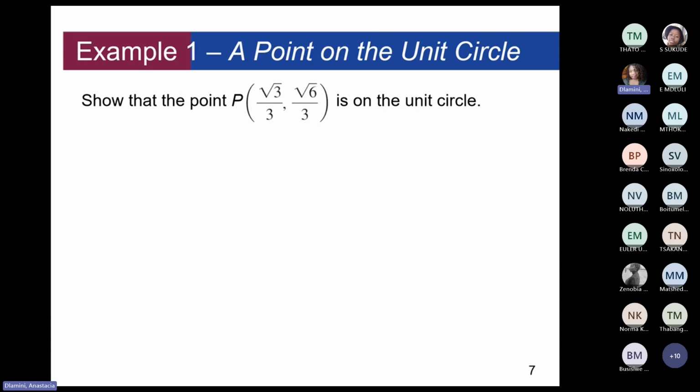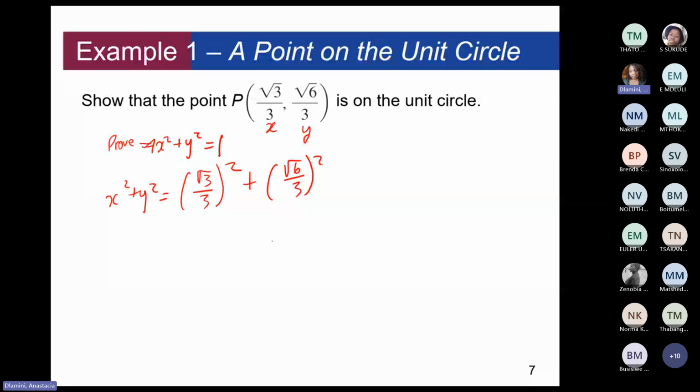Are we all together? So we know that the equation of a unit circle is X squared plus Y squared equals 1. Meaning that for us to show that it's in the unit circle, we know this is a point, and a point consists of X and also consists of Y. So we'll go and say X squared plus Y squared equals the square root of 3 over 3 squared plus the square root of 6 over 3 squared. And we know, according to our exponent laws, if we have A over B squared, this is the same as A squared over B squared.